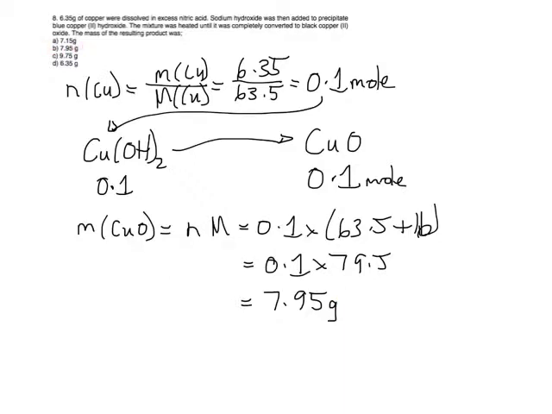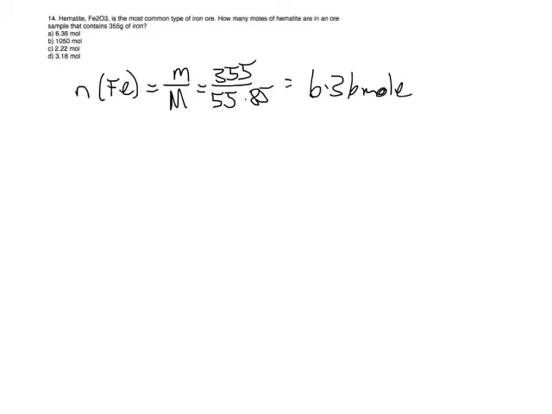to be answer B. So in this question we've got 355 grams of iron, so we're going to use that number to work out how many moles of iron there are. From that we determine that there's 6.36 moles of iron in that sample.